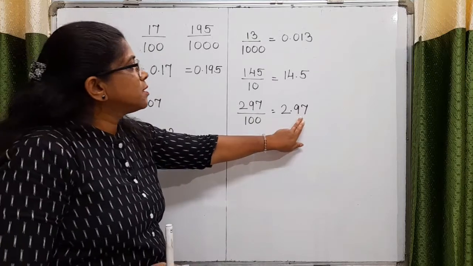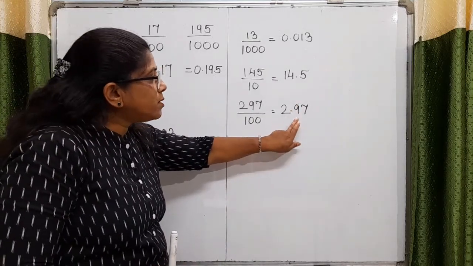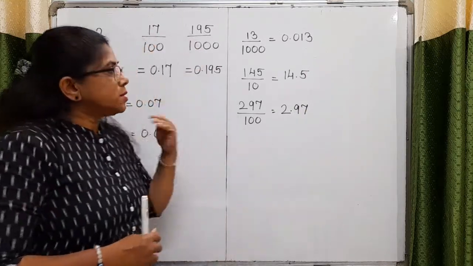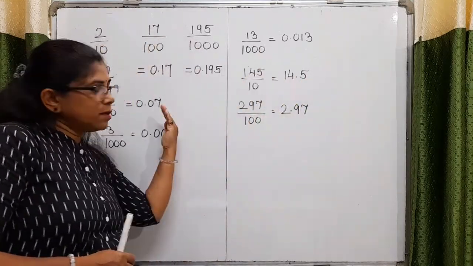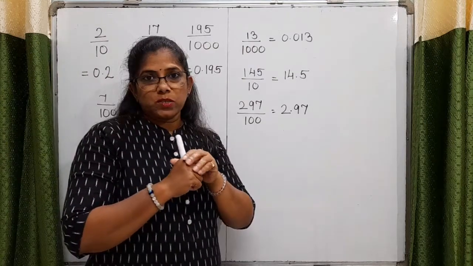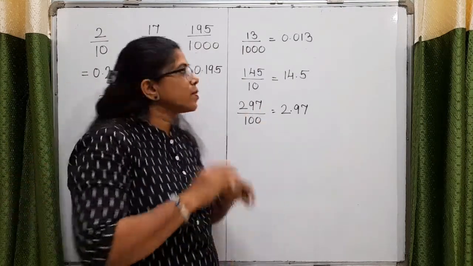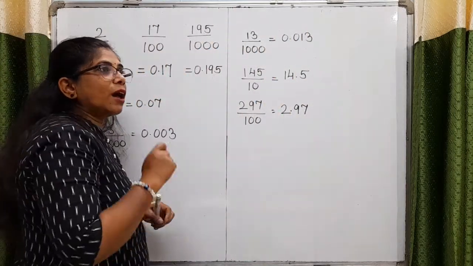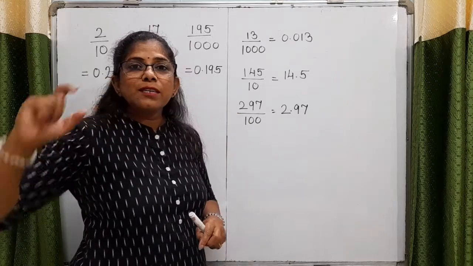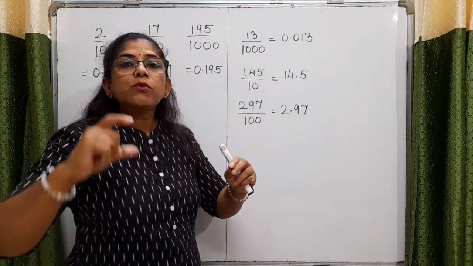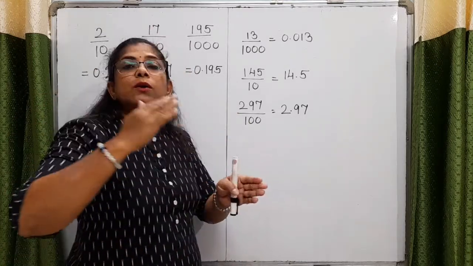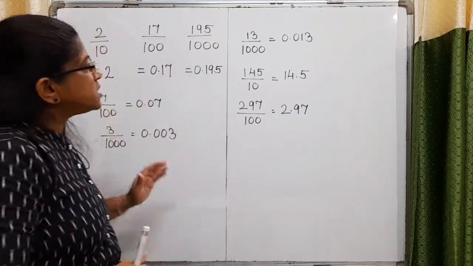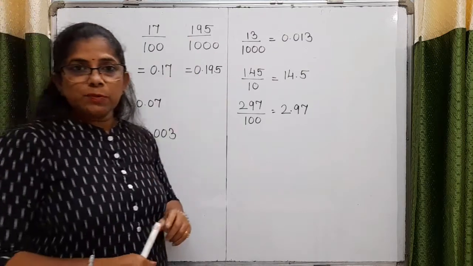But this, we have to read as 9, 7 and not as 97. The numbers which are before the decimal point are whole numbers. We have to read them as our normal numbers. But the digits which come after the decimal point, we have to read each as a single digit: 1, 2, 3, 4. If it is 14, don't read it as 14. We have to read it as 0.14. So this is how we read the decimal number.